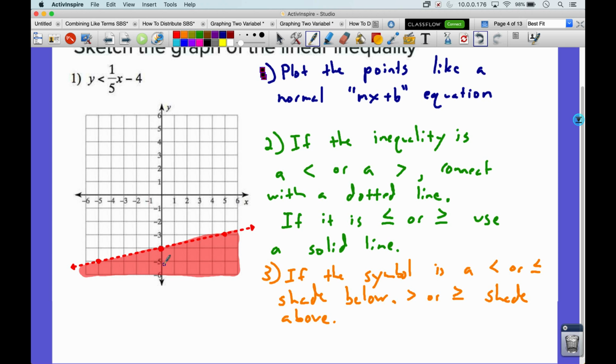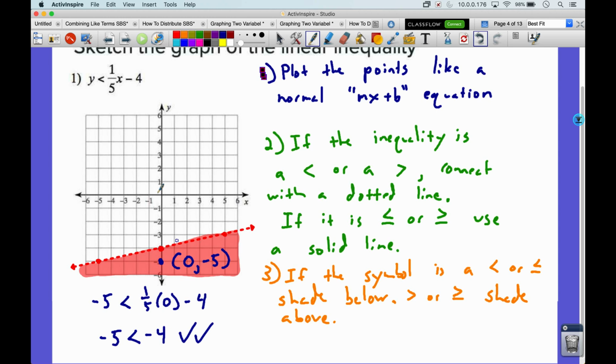I don't have any super convenient points to work with. Maybe pick something on the x-axis so that you get at least one 0 in there. So 0, -5. Let's plug that in. So -5 is less than 1/5 of 0 minus 4. -5 is less than, this term cancels, -4. Is that true? Would you rather have $4 of debt or $5 of debt? This is true, so that's our double check.